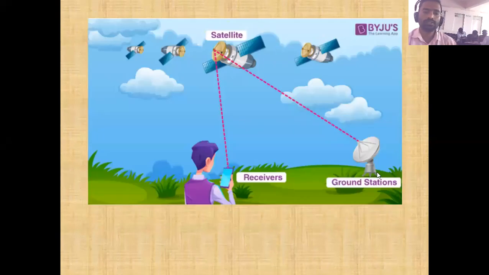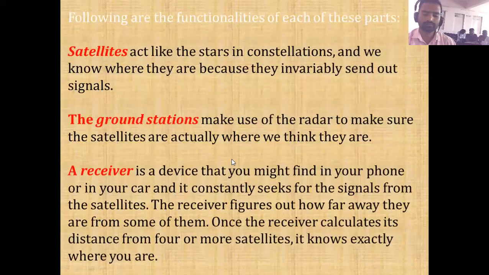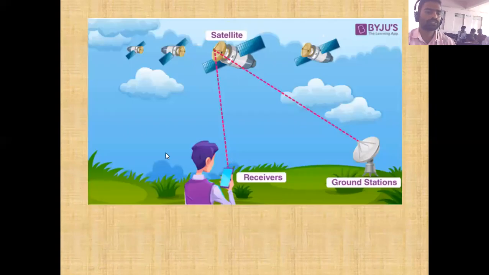See, this is the ground station where the antenna is. This is the satellite. He is the receiver. Suppose you are staying in the college campus and your parents are in your house. You have to send your location to your parents. How will you send? You will open Google Maps, select your position and send.